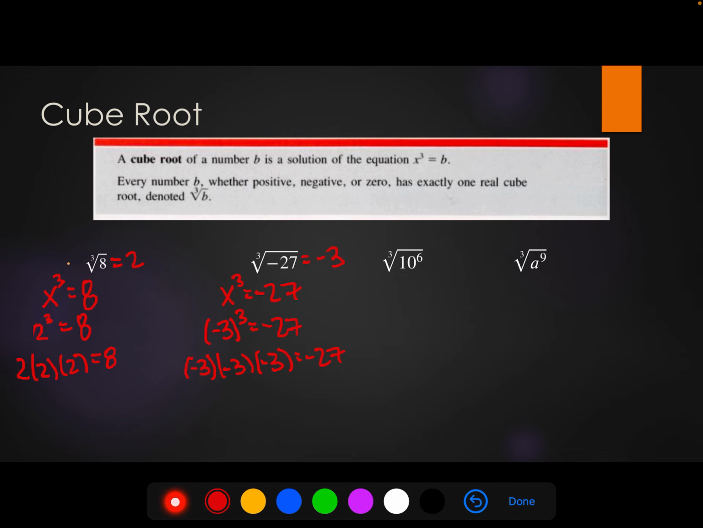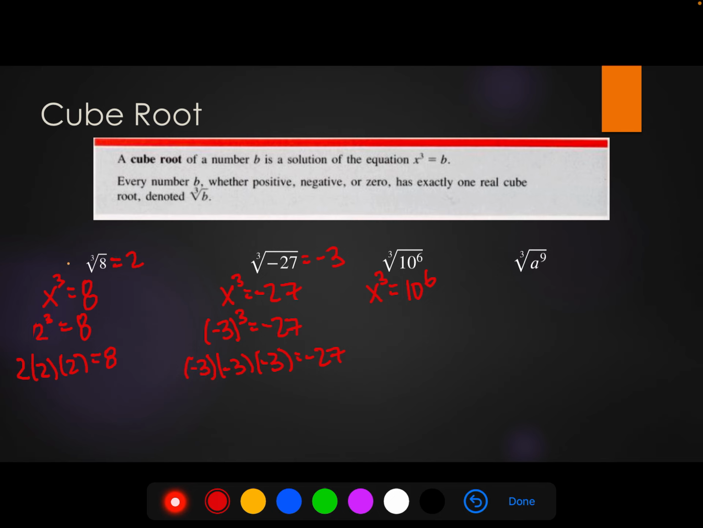Now let's take a look at 2 kind of different examples. So for the first one, we have the cube root of 10 to the 6th power. So we can still set this up the same way. So we have x to the third is equal to 10 to the 6th. Now for this, we're going to have to use our laws of exponents. Remember, when we raise a power to a power, we multiply those exponents together.